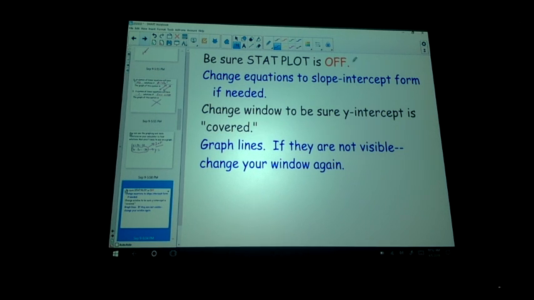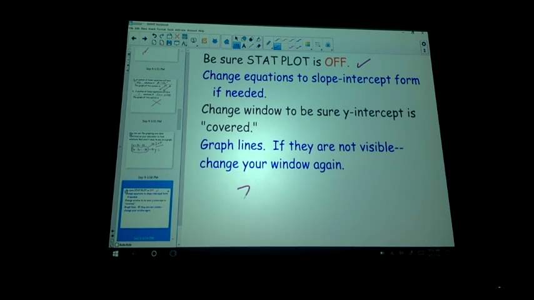Okay? So when we're graphing, we want to be sure our stat plot is off. Why is that? We're not putting data in. Okay? Change the equations to slope-intercept form. Change the window to be sure the y-intercept is covered. And graph the lines. If they are not visible, you have to change your window.